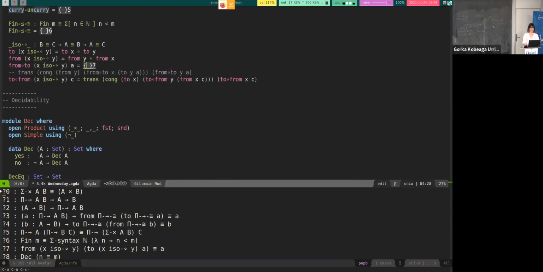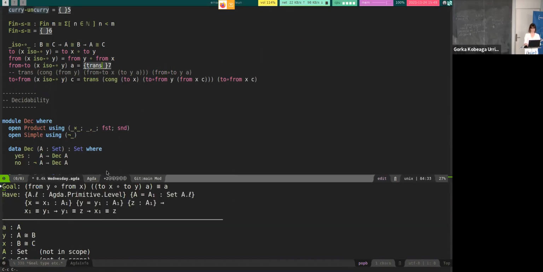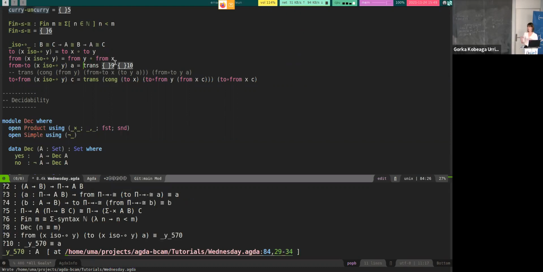So let's say you have this hole here and you write trans. Agda knows that trans takes 2 arguments and returns this equality. And the goal of this hole is this equality here. So if we want the goals to match in any way, we'll have to apply trans to these 2 arguments to get the equality as a return. To do that, we can do Ctrl+C, Ctrl+R, and we get the 2 arguments for us.